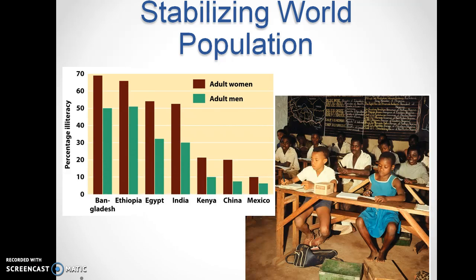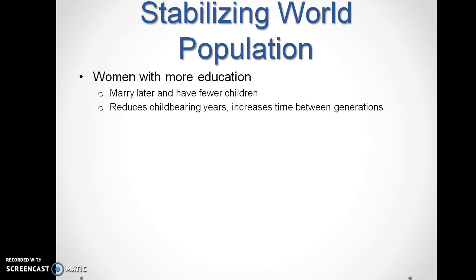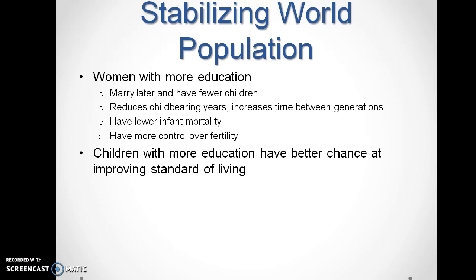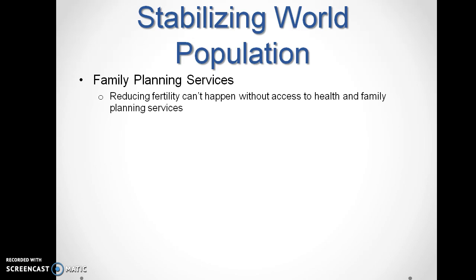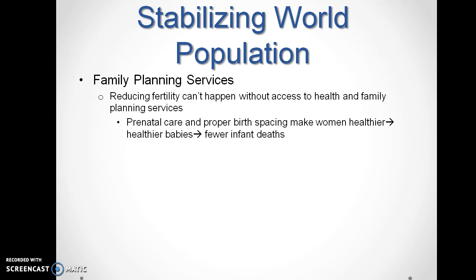So one of the greatest things we can do to help with fertility rates is to actually give women an education. Because when women have an education, they marry later, they have fewer children, it increases the time between generations, children are typically healthier, and they have more control over their fertility. The next important point for women is having family planning services. So you can't reduce your fertility if you don't have access to preventative health care. So prenatal care, spacing between births, access to birth control, those types of things are all important in controlling fertility as well.